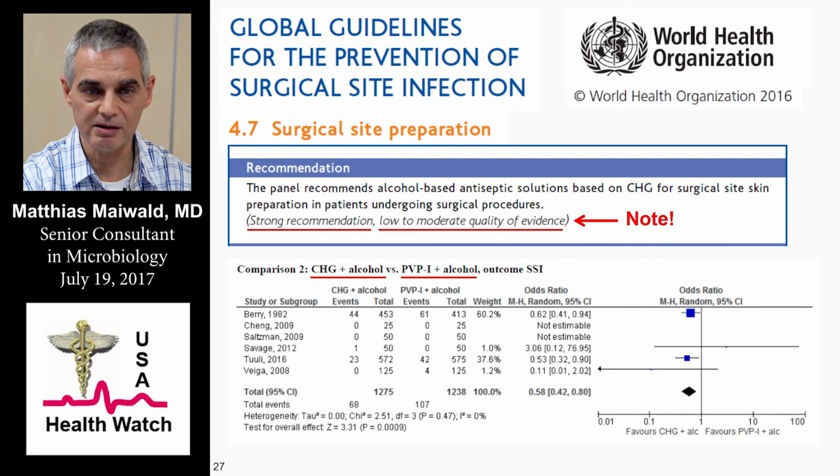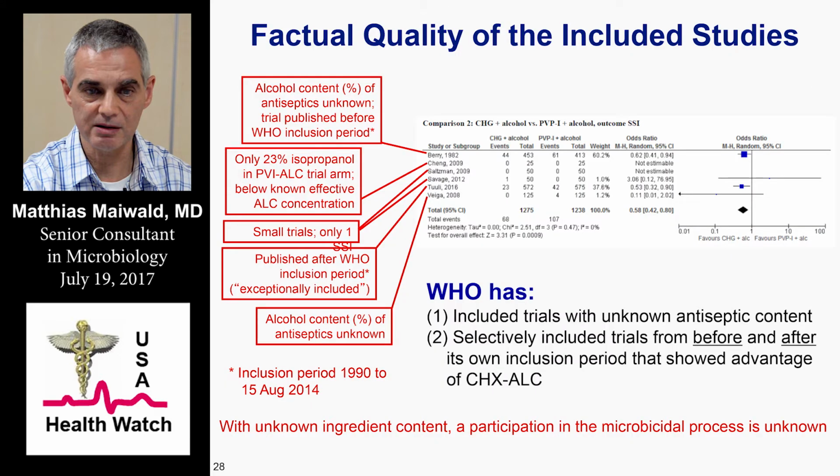So let's go to the next slide, 27. Here we have the World Health Organization recent guidelines, and the WHO panel recommends chlorhexidine alcohol for surgical skin antisepsis, and this is based on the meta-analysis presented in the figure. WHO recommends this as a strong recommendation with low to moderate quality of evidence. If we look at the next slide, slide 28, and at the factual quality of the included studies, then we see a few interesting features.